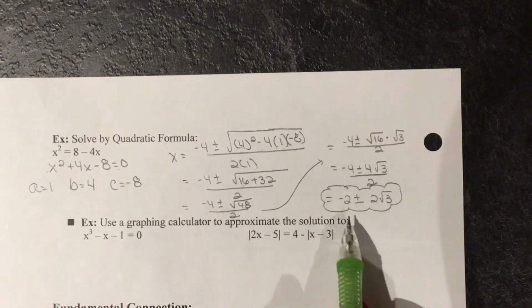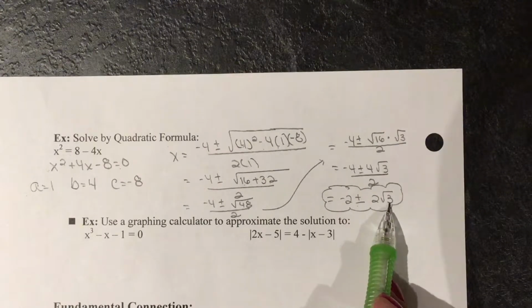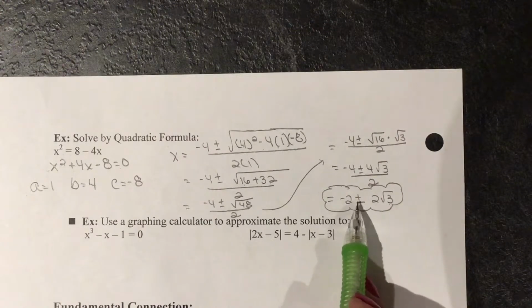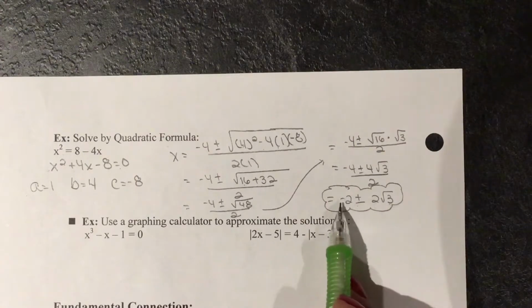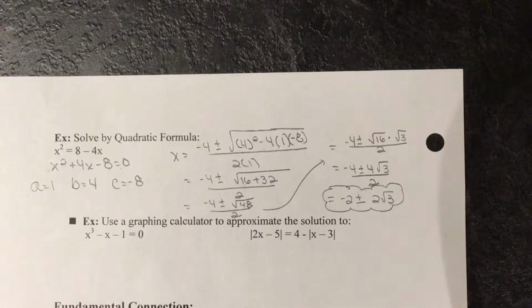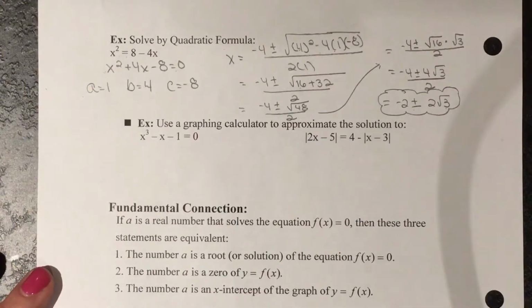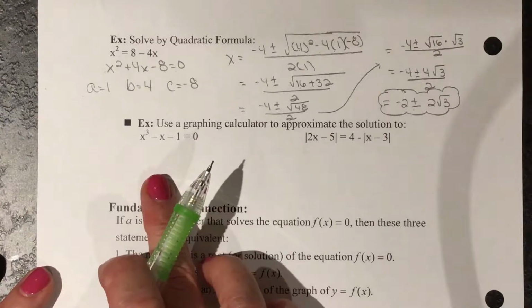Typically, we want to leave our quadratic answers exact with a radical, but if you would like to take that as -2 plus 2 root 3 and get a decimal, and -2 minus 2 root 3 and get a second decimal, you are welcome to do so. Okay, so then we're going to be using a graphing calculator to approximate this solution.